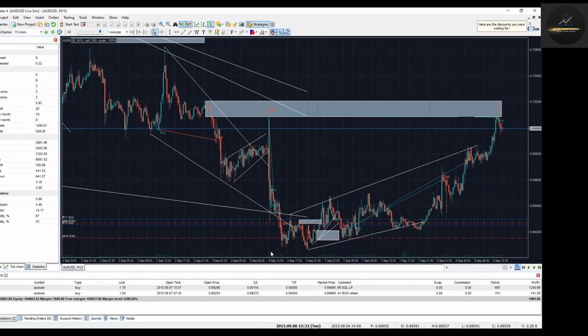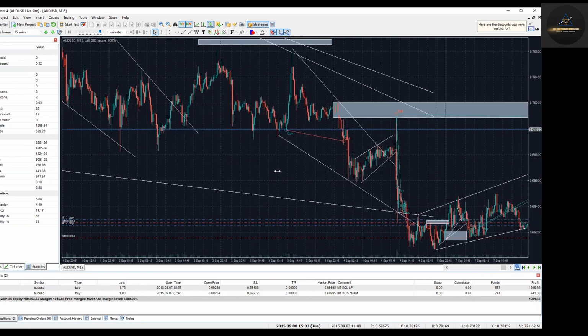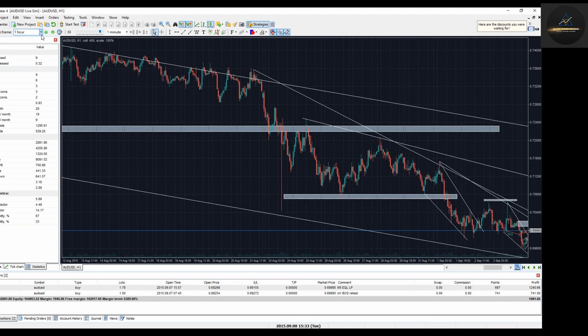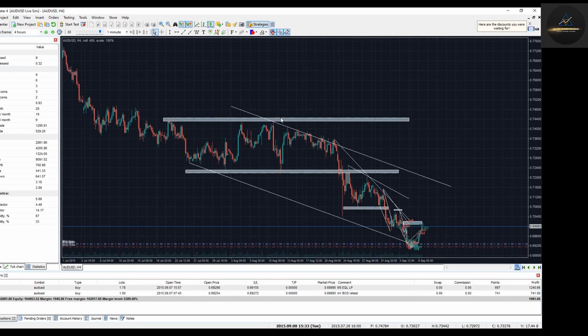And I'll just quickly summarize what happened last time. So let's do that. Okay, so we're looking at, let's go on the H1 time frame. No, let's go on the H4. So on the H4 time frame, I spotted this pattern here, this pattern in particular. I was basically looking for a reversal.